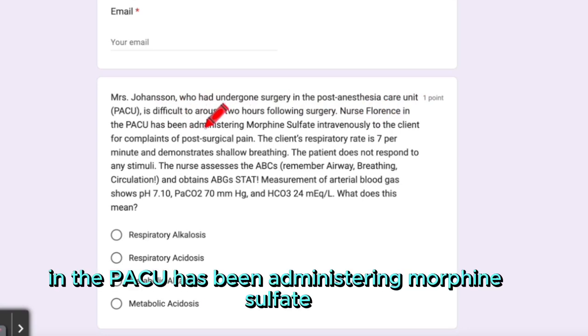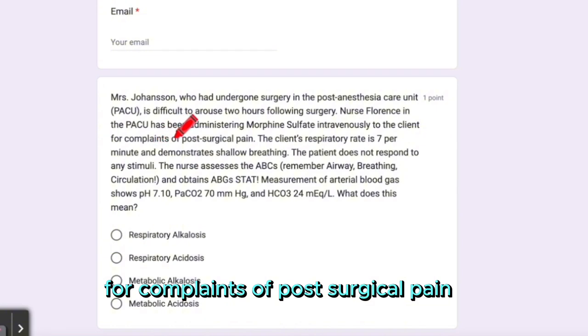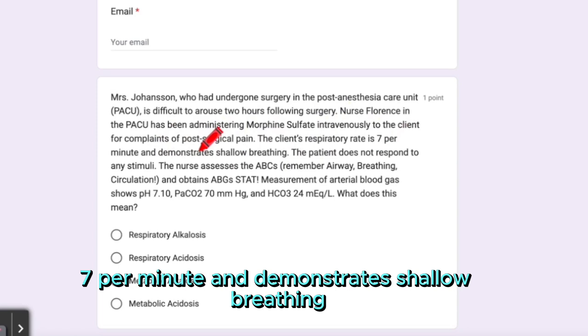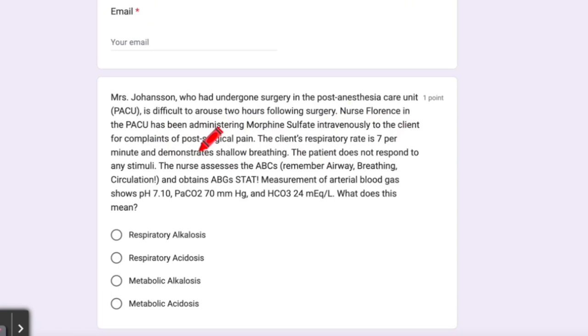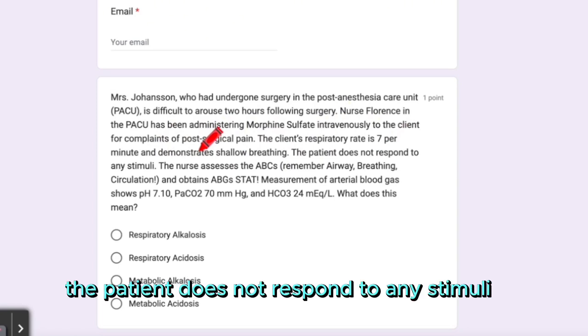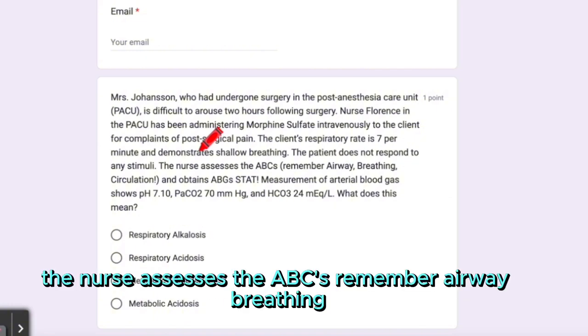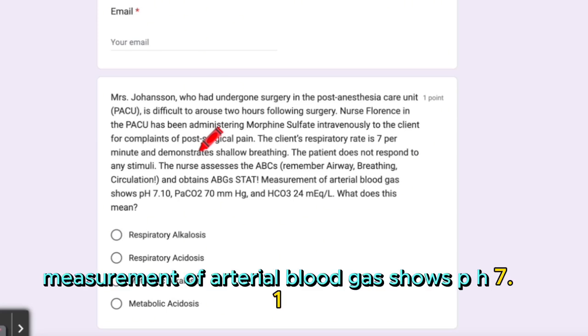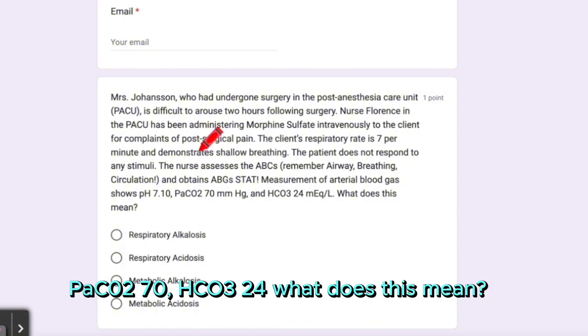Nurse Florence in the PACU has been administering morphine sulfate intravenously to the client for complaints of post-surgical pain. The client's respiratory rate is 7 per minute and demonstrates shallow breathing. The patient does not respond to any stimuli. The nurse assesses the ABCs, remember airway, breathing, circulation, and obtains ABGs, stat. Measurement of arterial blood gas shows pH 7.1, PaCO2 70, HCO3 24. What does this mean?